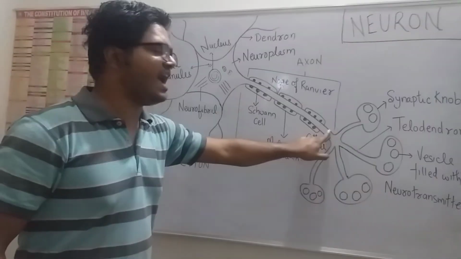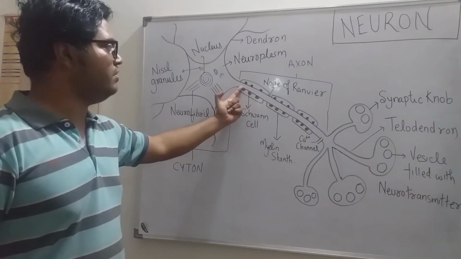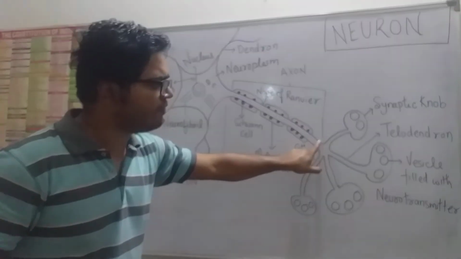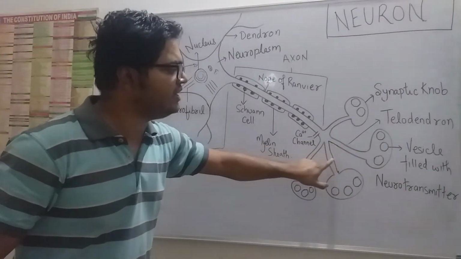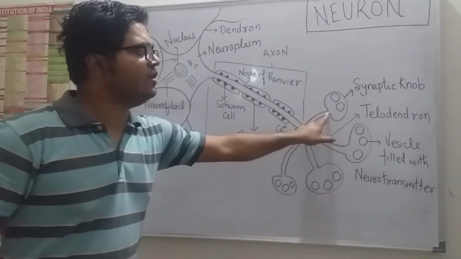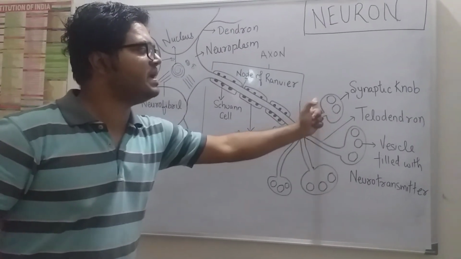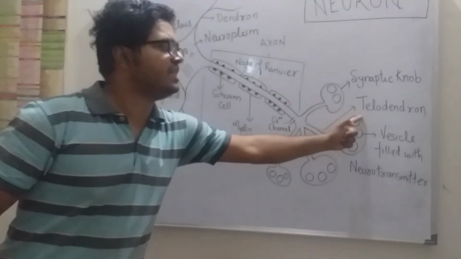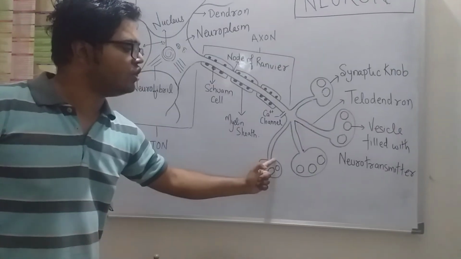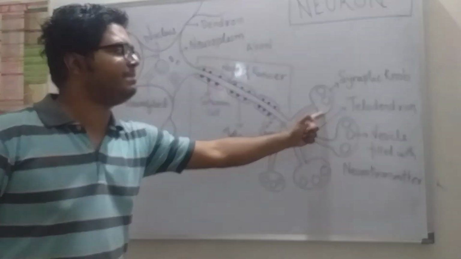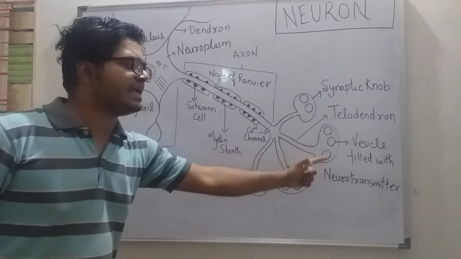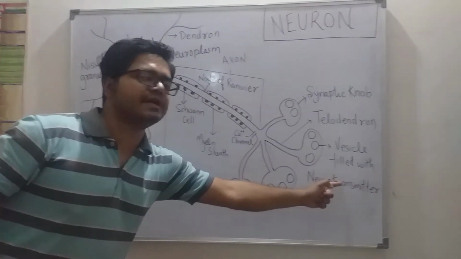This part is called axon. Axon and the branches which arise from the axon are called telodendrons. These are telodendrons. Telodendrons end in forming synaptic knobs. These bulb-shaped structures are called synaptic knobs. These synaptic knobs contain vesicles which are filled with a chemical called neurotransmitter.